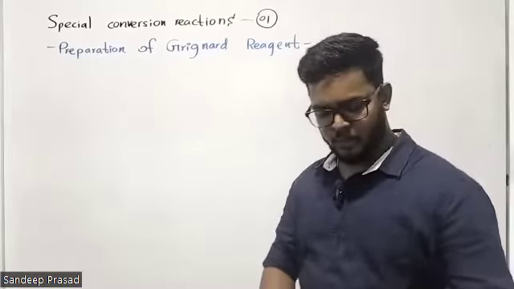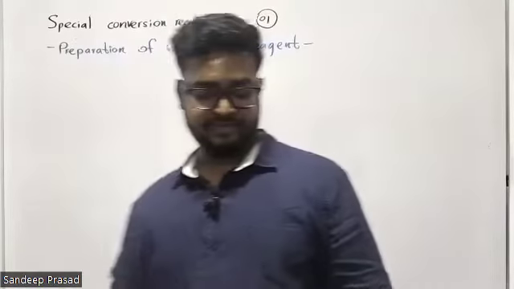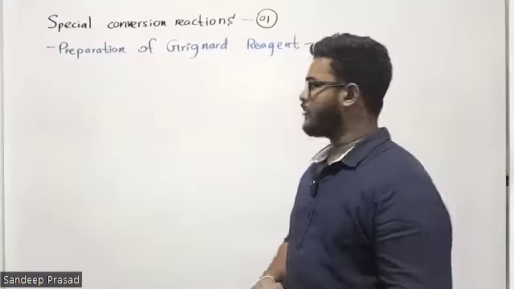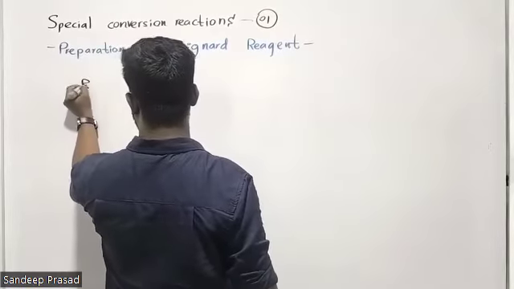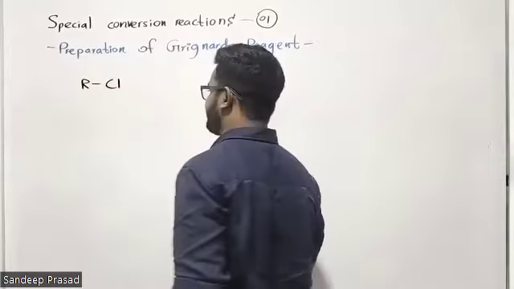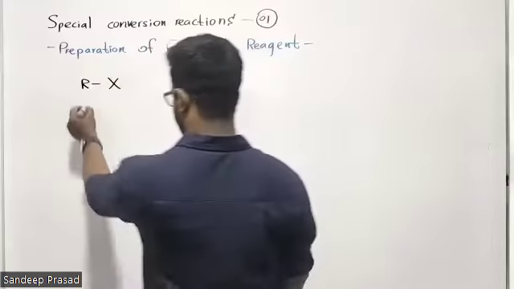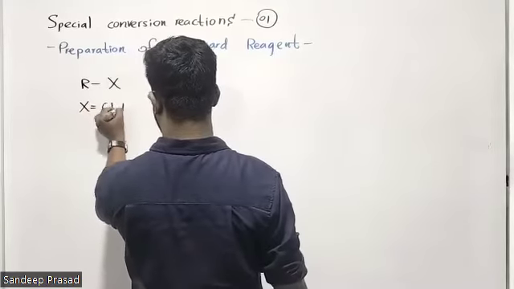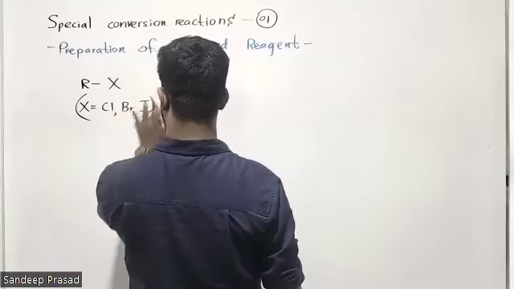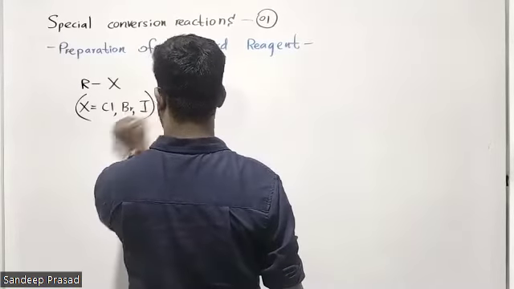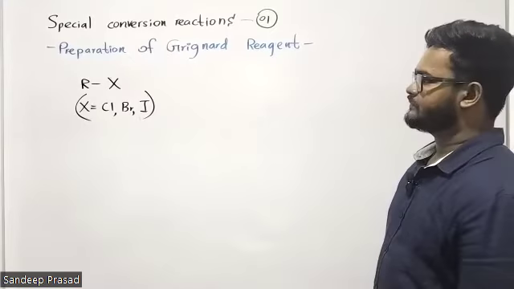Students, remember how we can prepare a Grignard reagent and what a Grignard reagent is. Students, when we take alkyl halide like RCl, let me take RX. So X can be chlorine, bromine, iodine, like any alkyl halide in this way, RX.